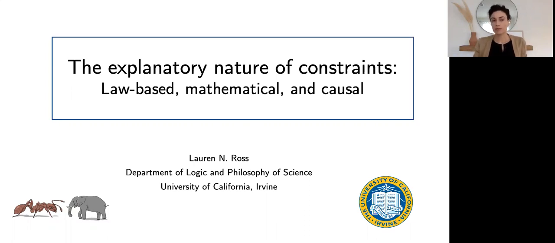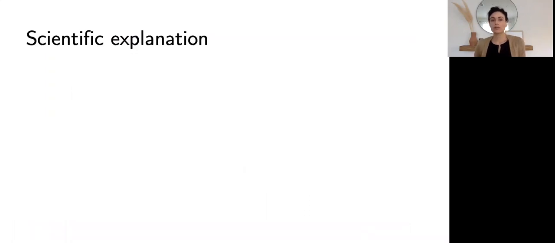So the title and topic of my talk today is the explanatory nature of constraints: law-based, mathematical, and causal. Scientific explanations are often viewed as answers to why questions. For example, we might be interested in explaining why a patient has a fever as opposed to a normal temperature, or why fruit flies have red eyes as opposed to black eyes, and so on. In these cases, the outcome that we want to explain is often contrasted with other outcomes that are also possible.